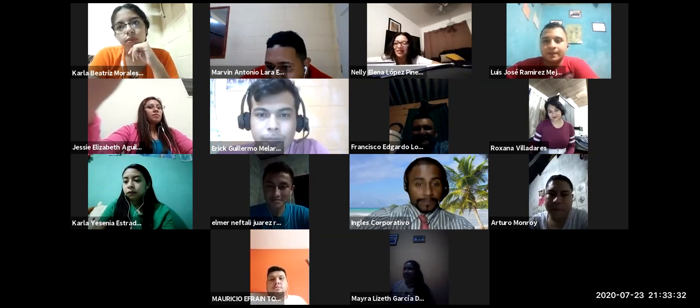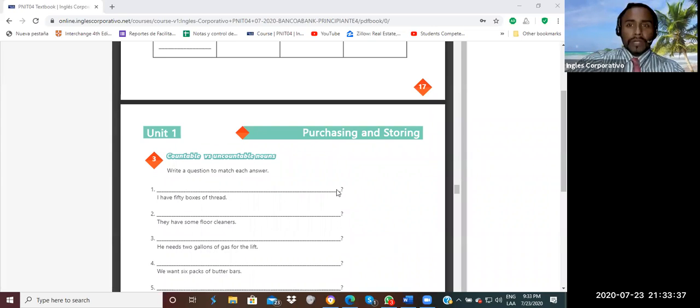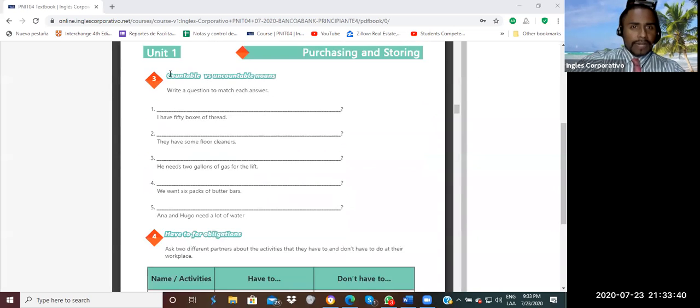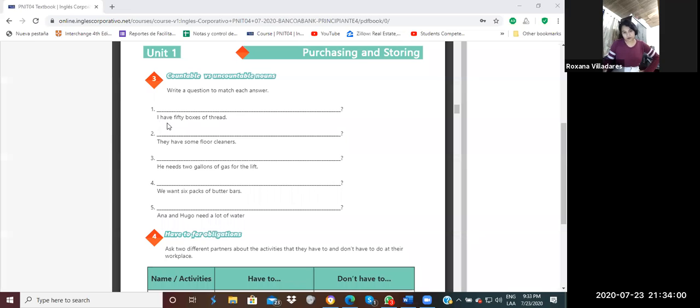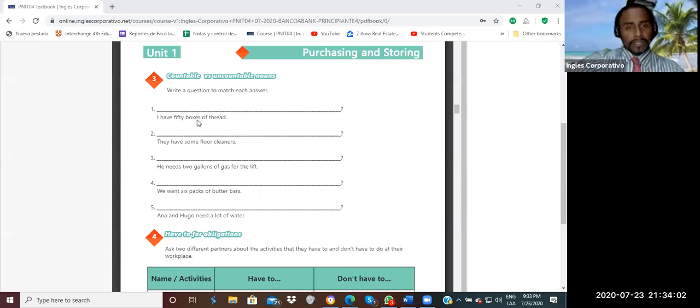Now, what we're going to do is look at countable versus uncountable nouns. Write a question to match each answer. Escribe una pregunta para match. No sé cómo se dice match. Para que vaya con la respuesta. For example, I have 50 boxes of thread, right? Yo tengo 50 cajas de thread.